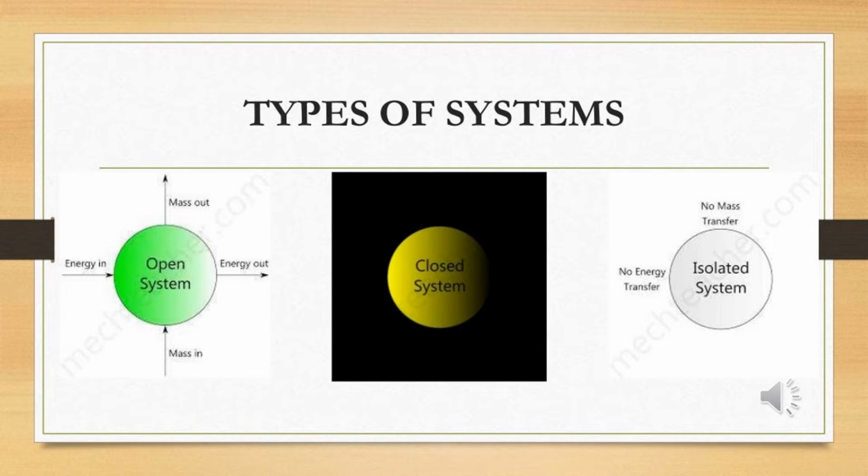In thermodynamics, there are three types of system. One is the open system, another is the closed system, and the third is the isolated system. An open system can exchange both energy and mass. A closed system cannot transfer matter across the boundaries. And in an isolated system, neither energy nor matter can cross the boundaries. So these are the three types of systems.